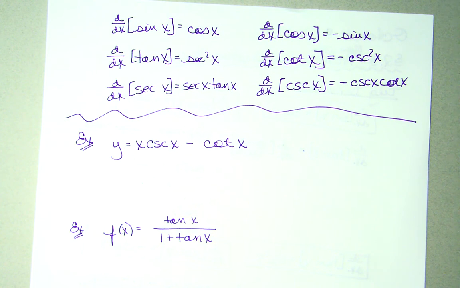And when you're done, please try the derivatives of those two functions that you see on the screen. x cosecant x minus cotangent x. And then f of x equals tan x over 1 plus tan x.